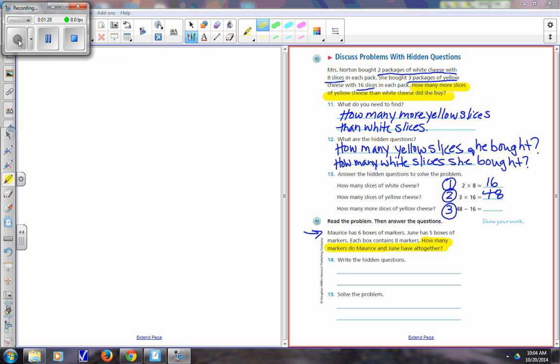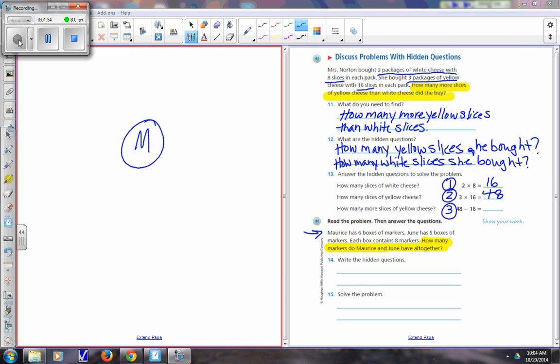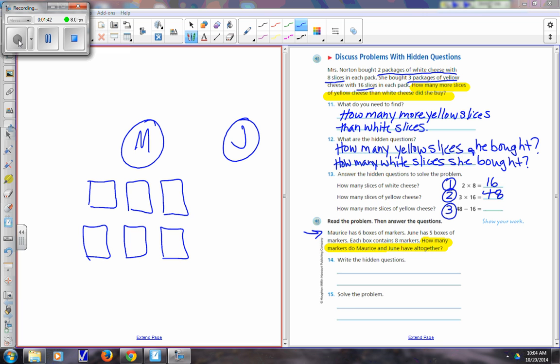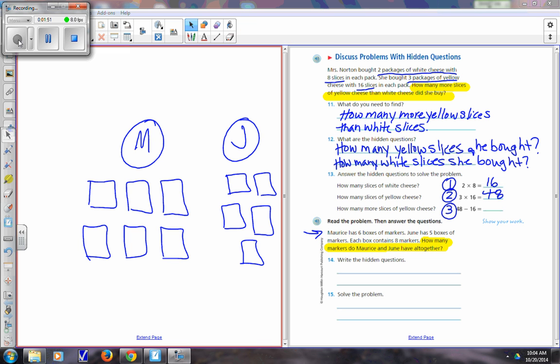That's a hidden question. I know that if Maurice has 6 boxes, I'm going to do my picture stuff, 1, 2, 3, 4, 5, and June has 5 boxes, and each box contains 8 markers. Before I can figure out the all together part, the plus in the middle, what do I need to figure out?